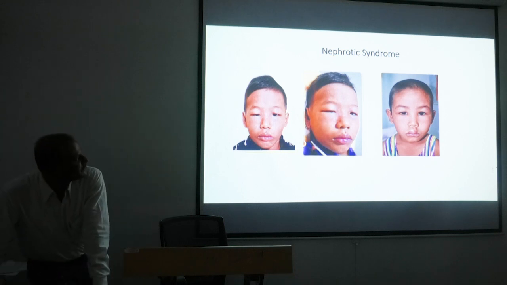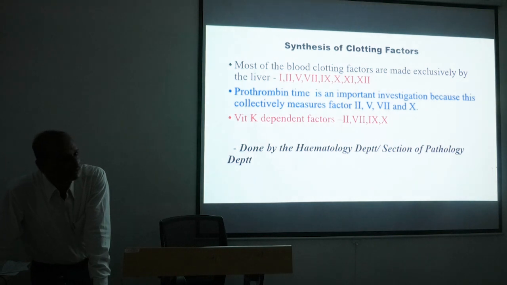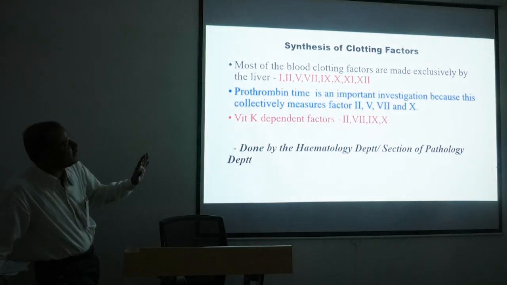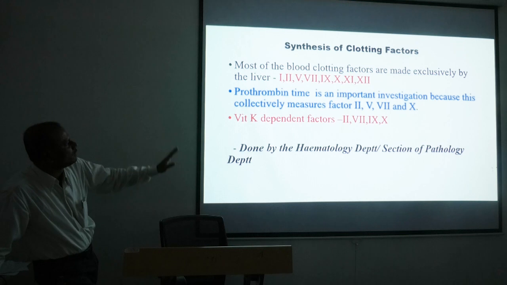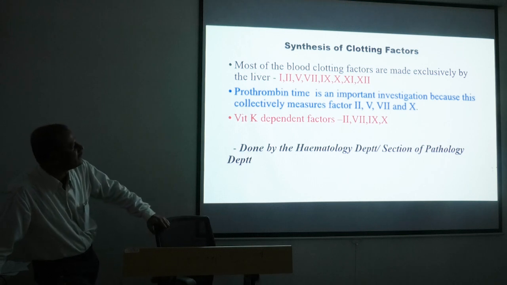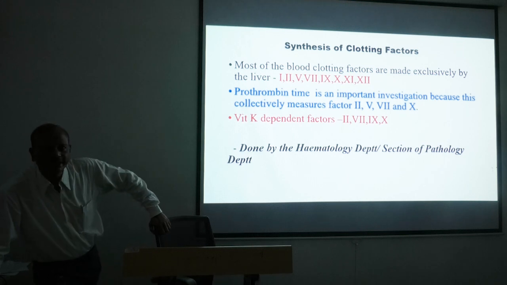Just as for this picture, the synthesis of clotting factors. Almost all the clotting factors are made especially in the liver. Remember at least 1, 2, 5, 7, 9, 10, 11, 12. These are again questions for the NEET PG.